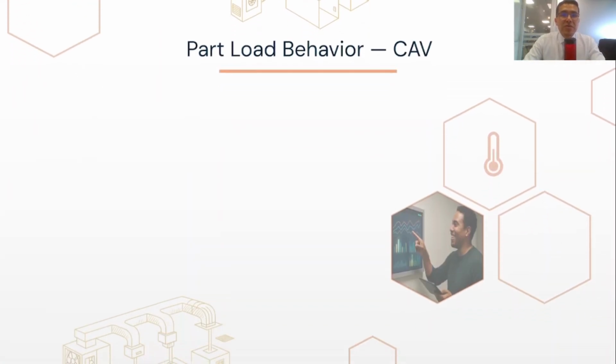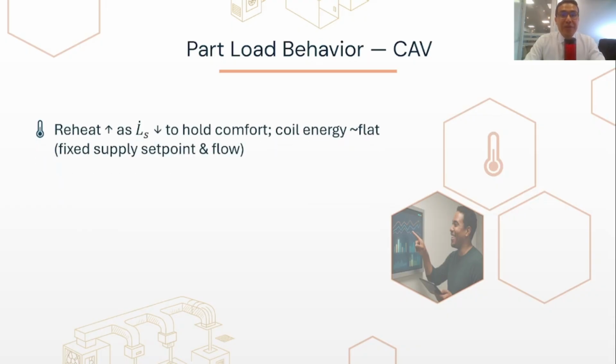Now that we've established the governing energy balance, let's apply it to understand the part-load behavior of a CAV system. This will help clarify why these systems, despite offering excellent control, are often associated with high operating costs when loads fluctuate. In CAV, because airflow and coil leaving temperature are held constant, the coil energy changes little with sensible load at a given ambient, while reheat rises as LS falls.